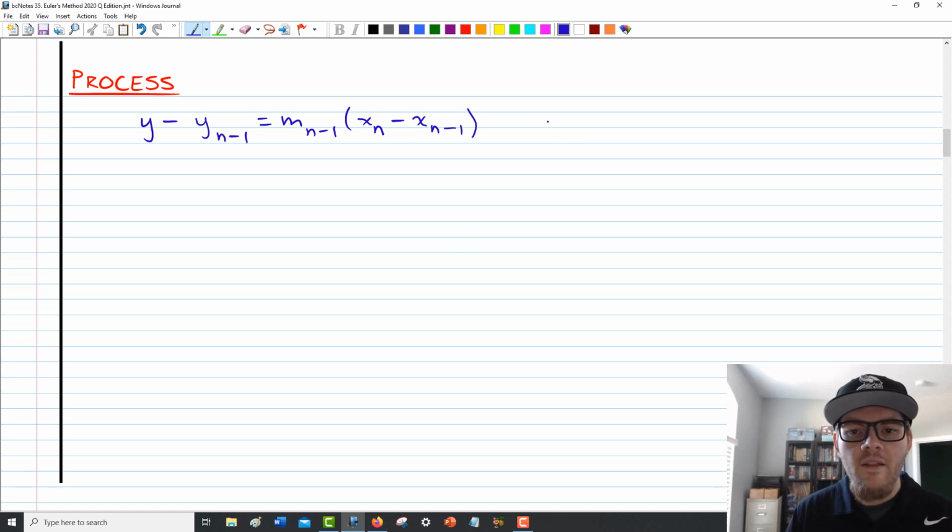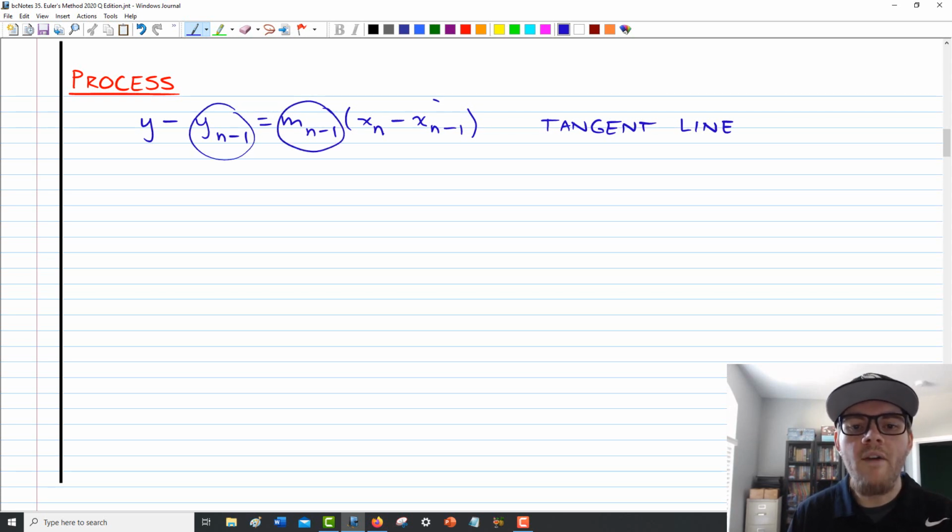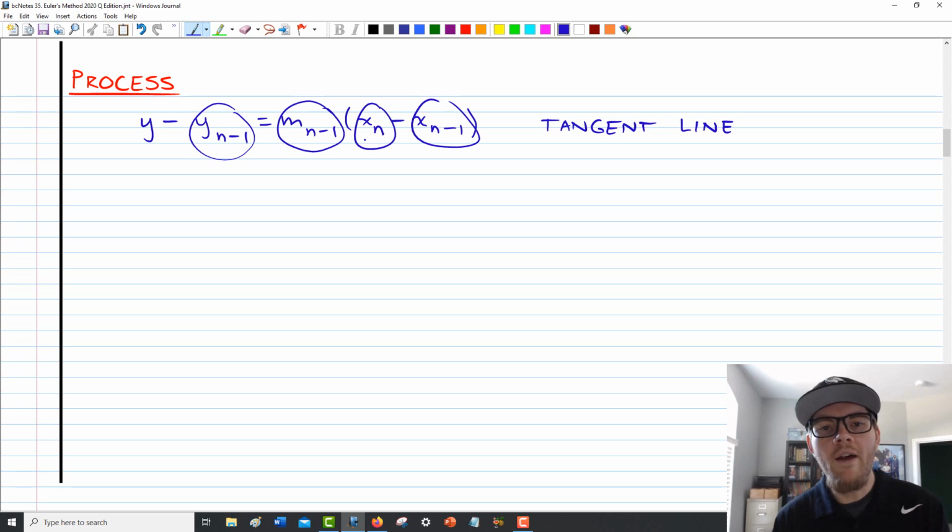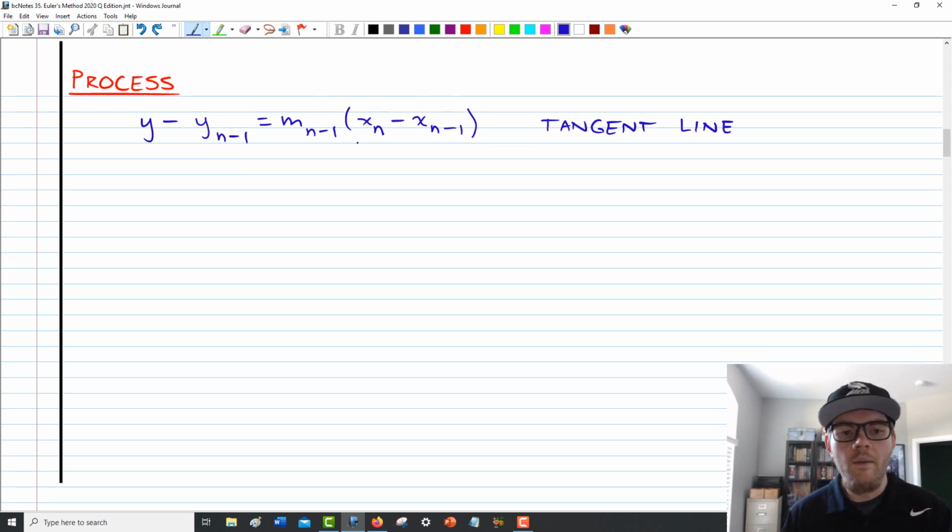So when you look at that, this is meant to just be a tangent line. The only difference is, of course, it emphasizes the idea of iterativity. I don't know if that's even a made-up word, because it's emphasizing that you're using a slope from an old function and an old y value, and you're plugging in a new y value. So starting at n-1 and then going up to n.